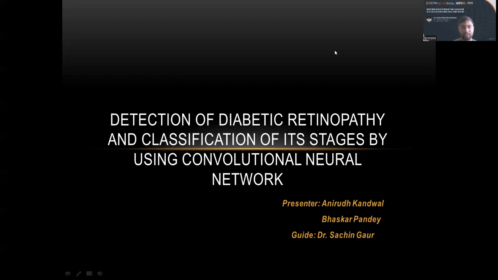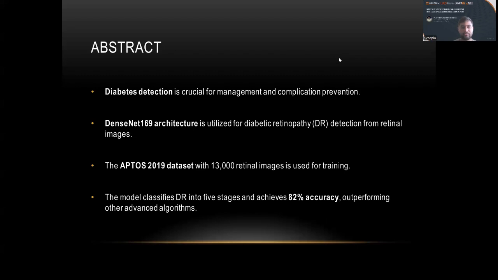As we all know, diabetes is a rapidly growing global health issue, and the consequences of uncontrolled diabetes can be severe, one of which is diabetic retinopathy, DR. Early detection is crucial to managing the diabetes, preventing complications like blindness. Diabetes detection is crucial for preventing complications like diabetic retinopathy, which can lead to blindness.